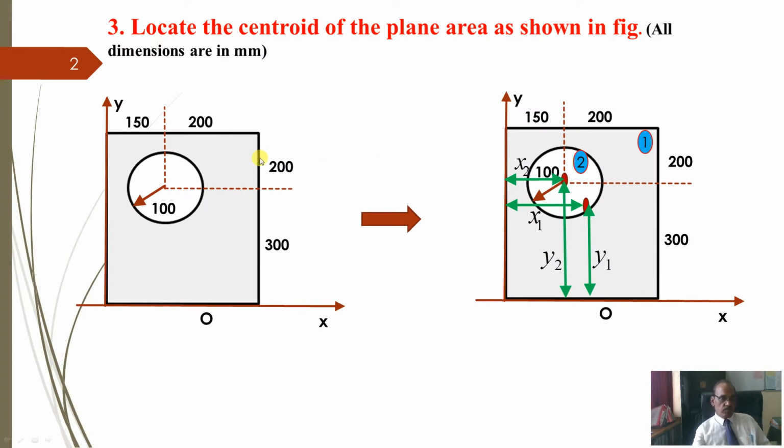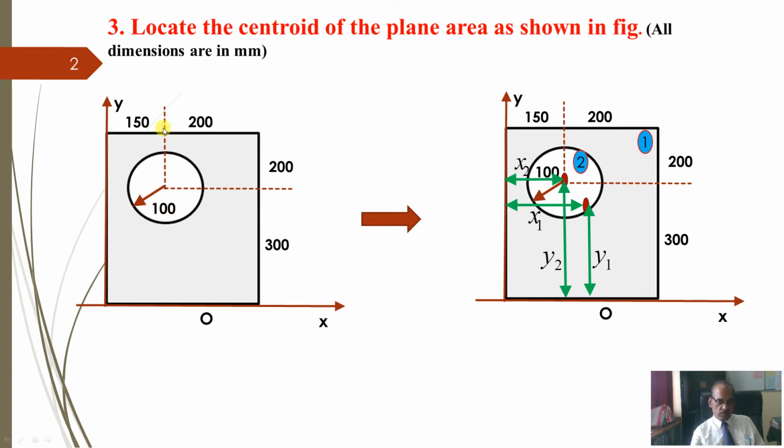Today I am going to discuss one typical problem on centroid of plane composite figures. Locate the centroid of the plane area. This is a rectangle, and from this rectangle a circular area is deducted. For the rest of the part, we have to find out the centroid. Now the total height of the rectangle is 500 and width is 200 plus 150, that is 350. And the radius of the circle is 100.